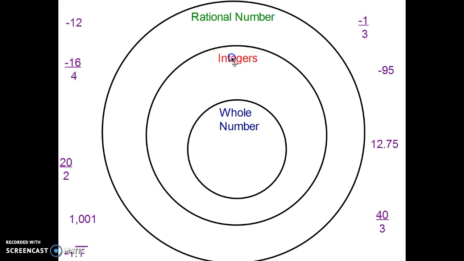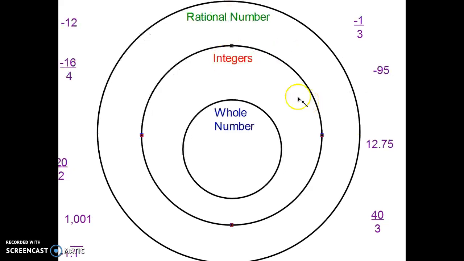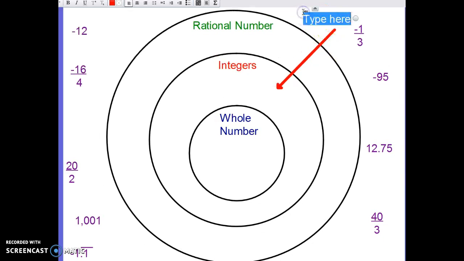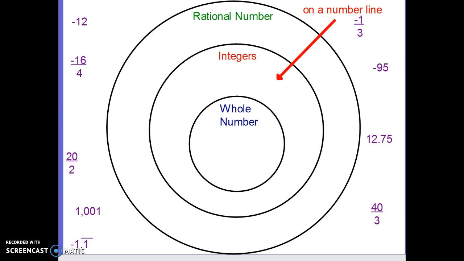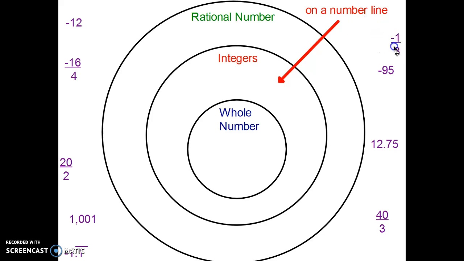We have integers. So keep in mind that integers would have to be able to be placed on a number line as a counting number. So positive or negative counting numbers. And then finally we have whole numbers, which are counting numbers including 0.